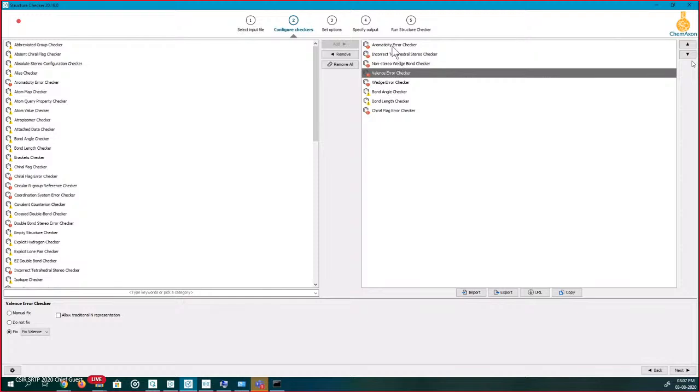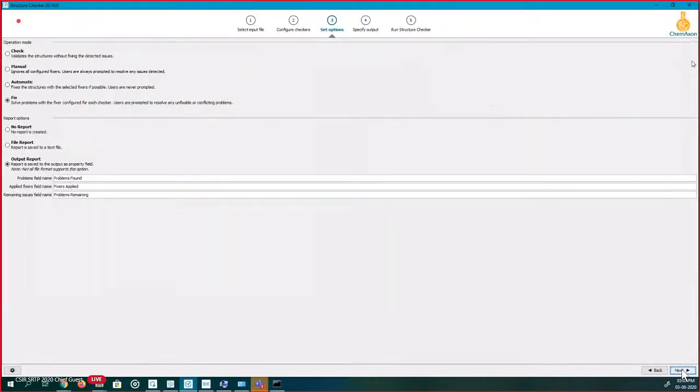So once you are happy with this list of actions or checkers you want to perform, you will go ahead and click next. By the way, I forgot to mention this example of exporting or downloading it as a URL. You can configure your own options, and you can use this in Instant JChem, the custom standardizer or structure checker. So let's go ahead and click next. So here are different set options. In this, there are three options: check, manual, automatic, and fix. I will select fix here because I want to solve the problem with the fixer configured for each checker. And if there is something which cannot be fixed, it will ask me to take a look. And the report option, I keep as output report so that I can see what was changed and what action was applied to my input molecules.